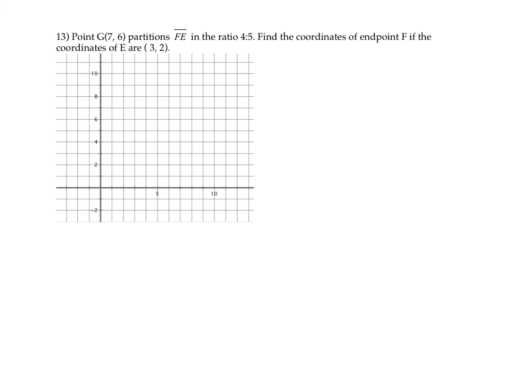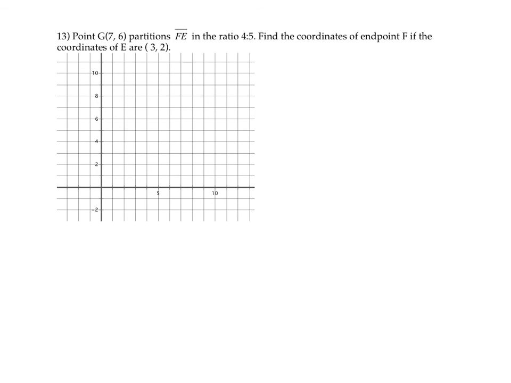Okay, this last question is a little bit different. It says point G at 7, 6. Let's try that again. 5, 6, 7. Point G at 7, 6 partitions line segment FE in the ratio of 4 to 5. Okay, so we need 9 segments total. Find the coordinates of the endpoint F if the coordinates of E are 3, 2. So 1, 2, 3, 1, 2. Here's E.